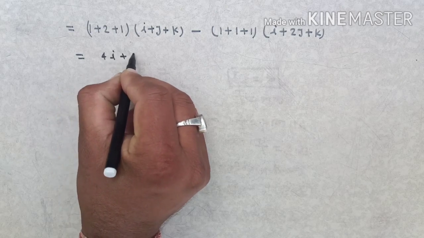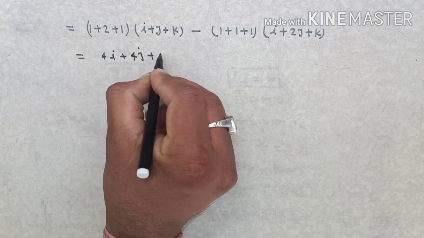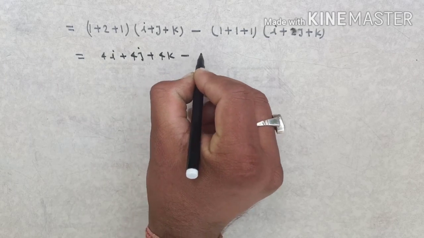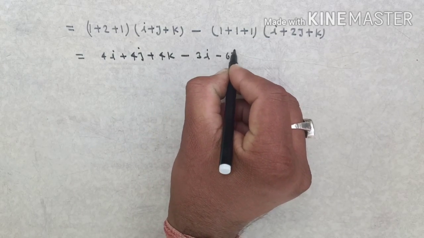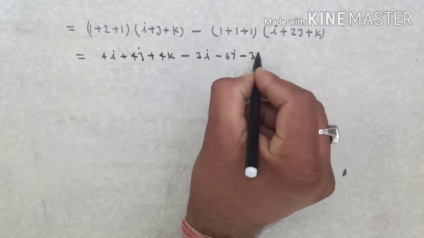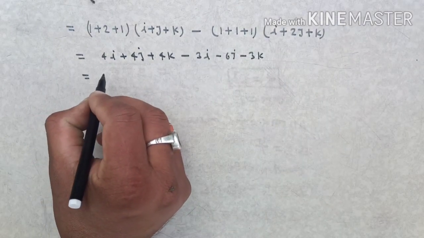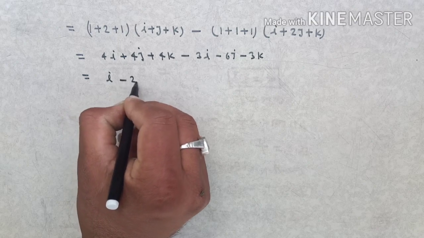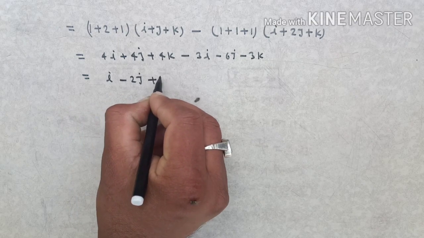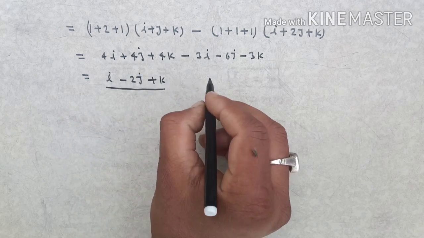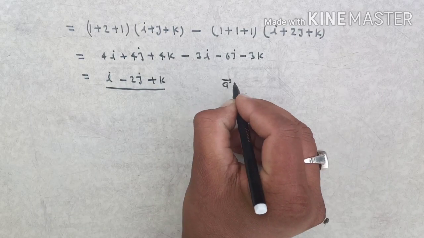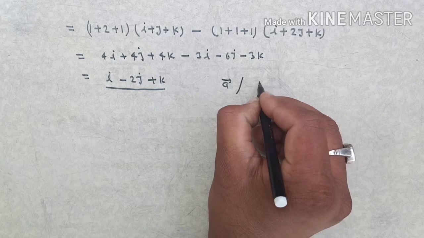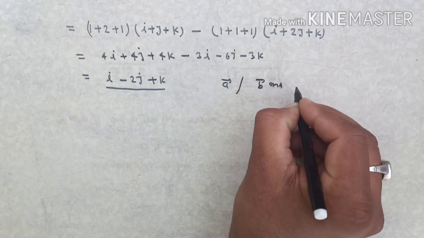4i plus 4j plus 4k minus 3i minus 6j minus 3k equals i minus 2j plus k. This is the vector perpendicular to the given vector A and lying in the plane of vector B and vector C.